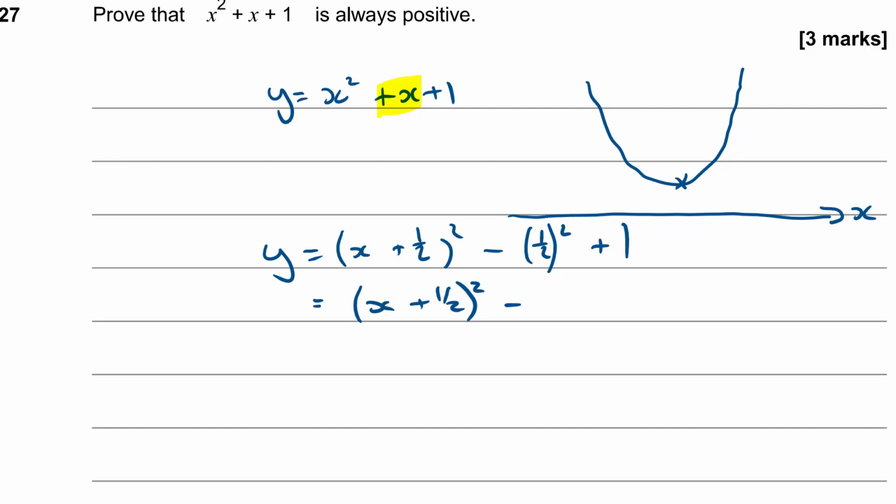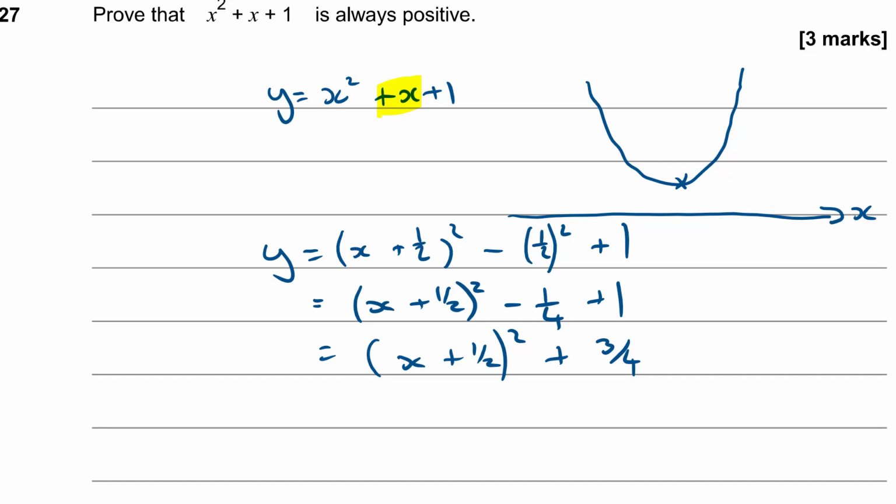Well, minus, what's a half squared? A half times a half is a quarter, plus 1. And that gives me x plus a half all squared. What's minus a quarter plus 1? 1 take away a quarter is 3/4, so that's plus 3/4.